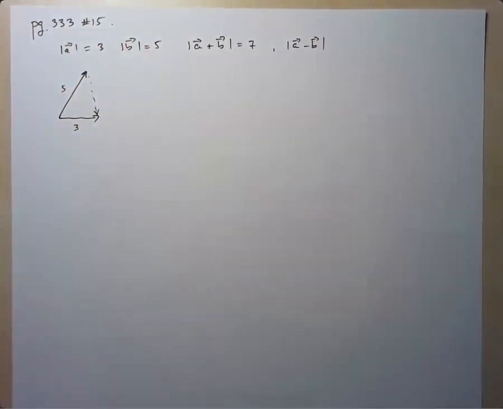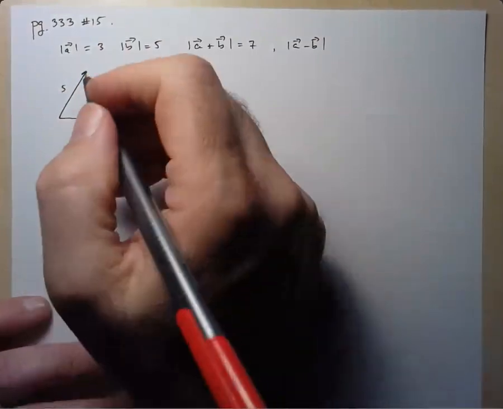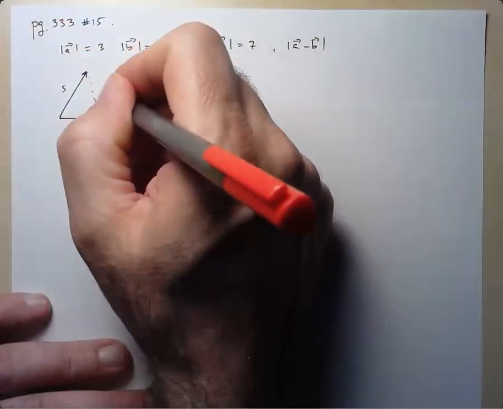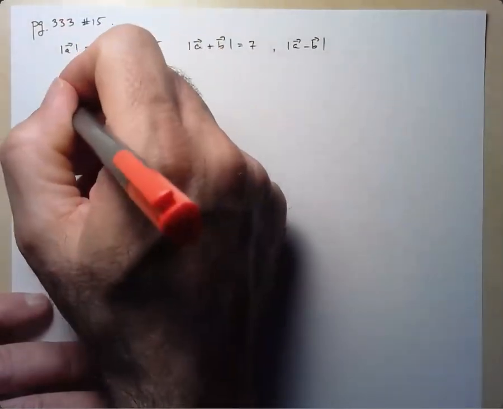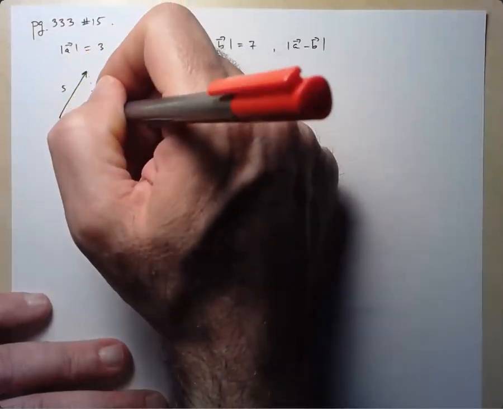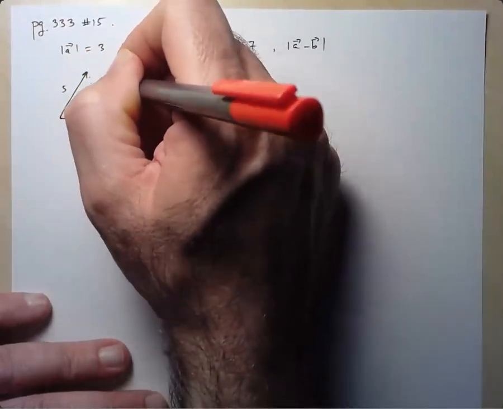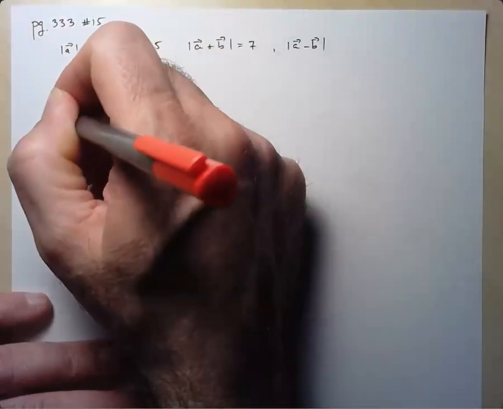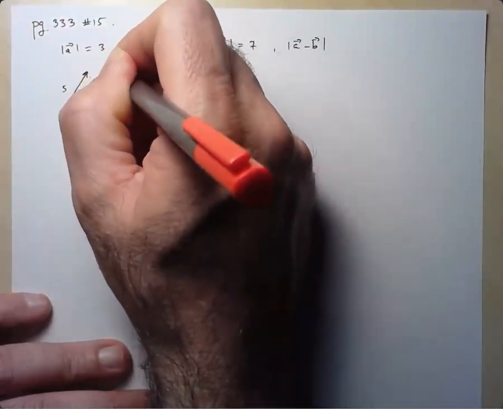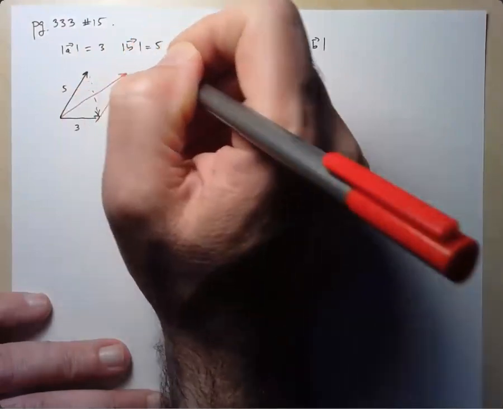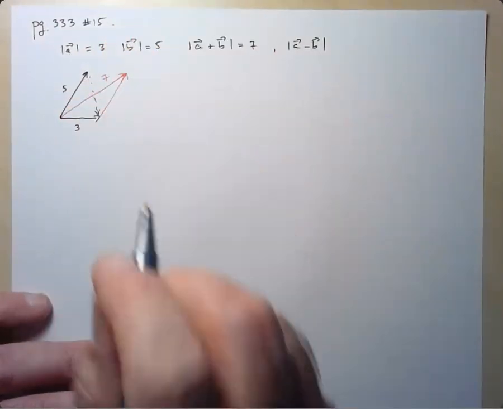But the information that's given is A plus B. For A plus B, I have to move one of these vectors tip to tail. So I'll choose to move this vector with length 5 over here. Then this gives me the vector A plus B, which has a magnitude of 7.